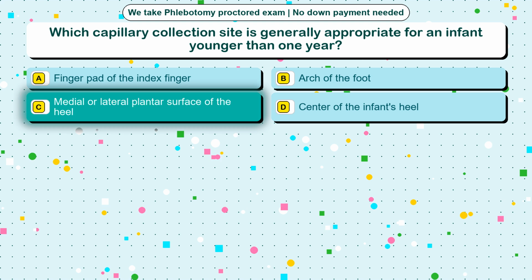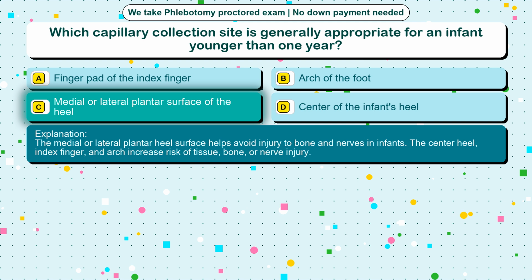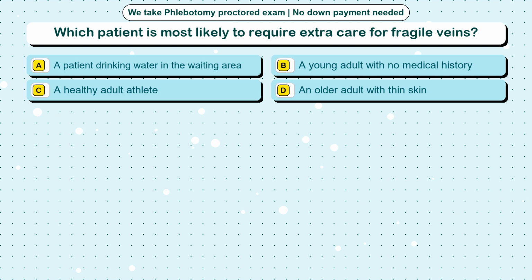The correct answer is option C. Medial or lateral plantar surface of the heel. The medial or lateral plantar heel surface helps avoid injury to bone and nerves in infants. The center heel, index finger, and arch increase risk of tissue, bone, or nerve injury. Question 97. Which patient is most likely to require extra care for fragile veins?